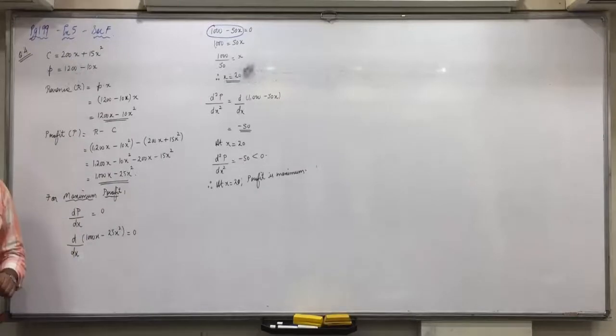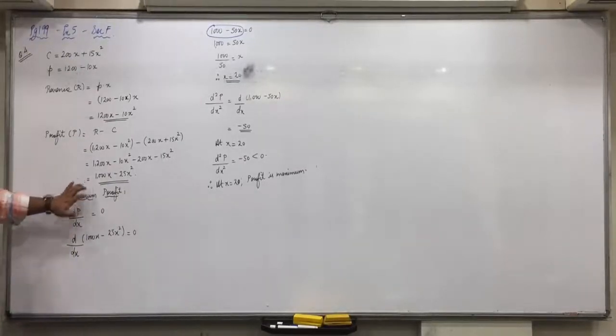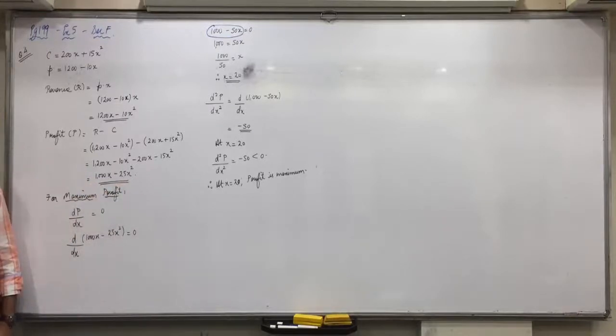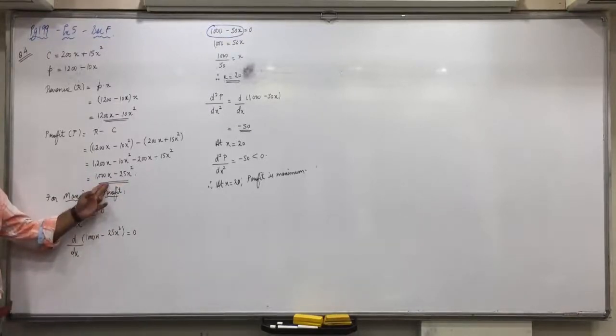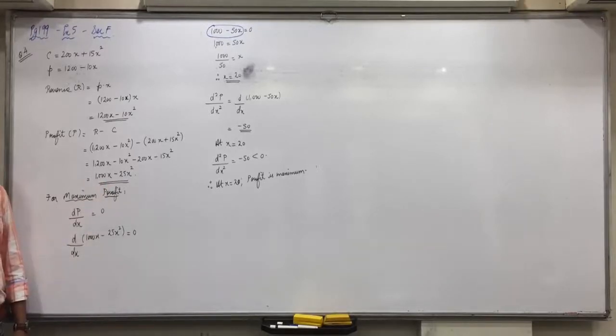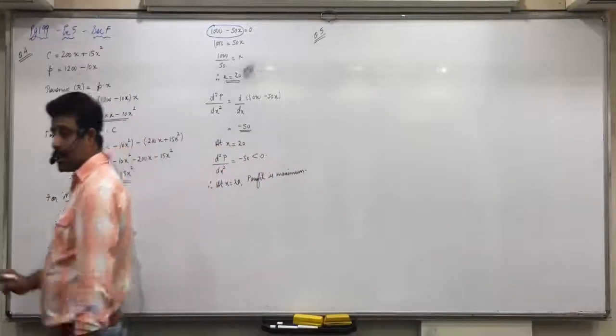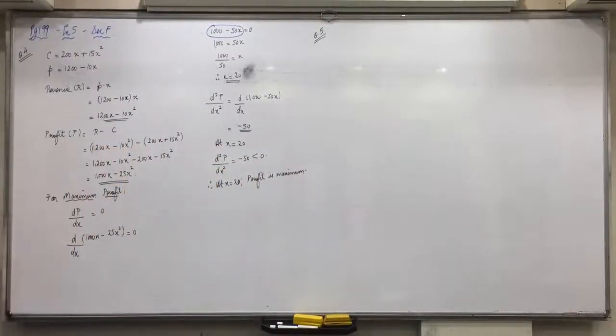Did you understand it? Two things are asked, we'll write it again. Thus, the profit function is 1000x minus 25x square, and profit will be maximum when 20 units are produced. Did you understand this? When 20 units are produced.